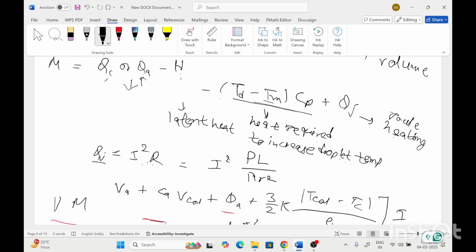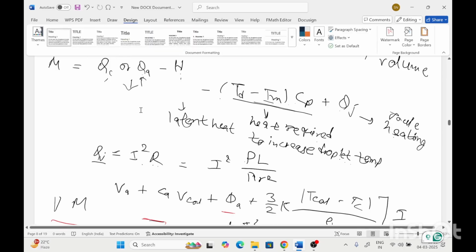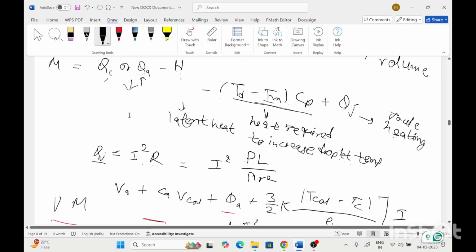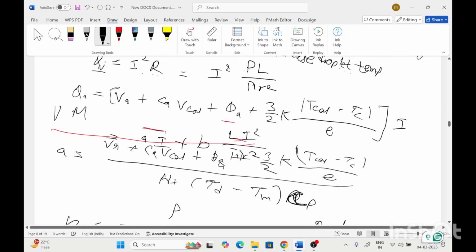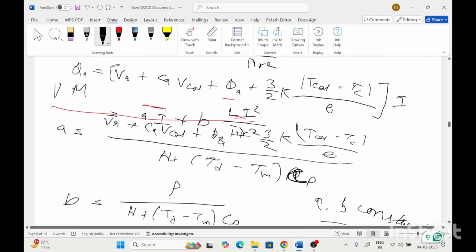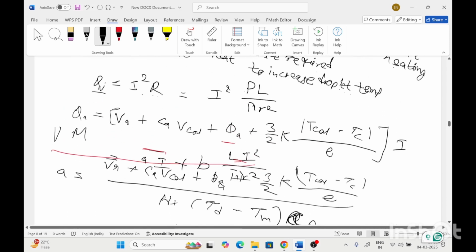So this is I square R, and R can be written as rho L divided by pi r square, where rho is the resistivity of the electrode, and this term is for the QA zone. That we have discussed earlier, right, ma'am? Yes.